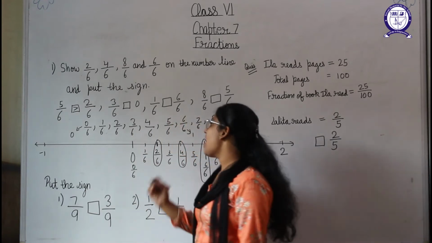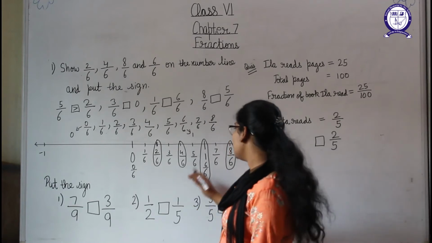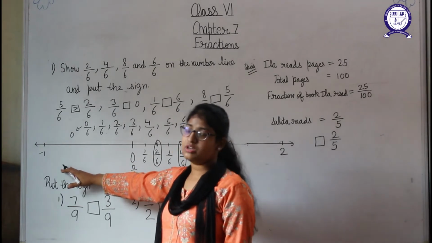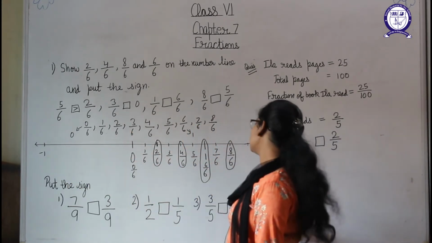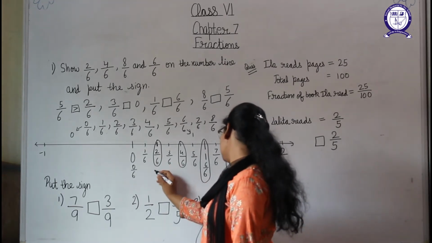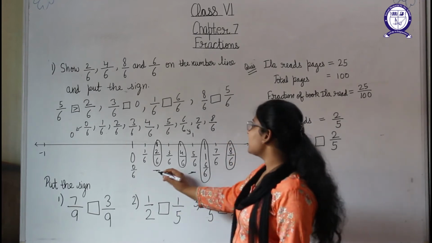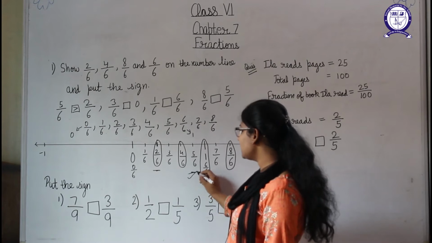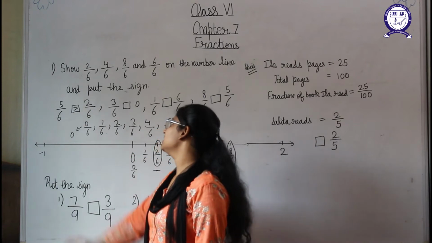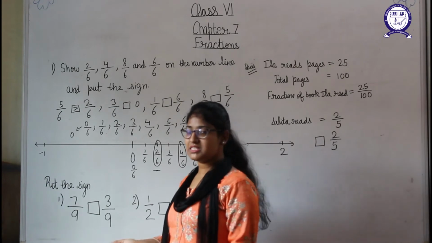But we have to put the sign according to the number line here. The fractions on the left side will be the smaller ones and the fractions on the right side of the number line will be the greater ones. Here it is 2 by 6 and it is 5 by 6. So what is on the right side, this one or this one? This one is on the right side, it means 5 by 6 is greater, so we will put the sign like this.